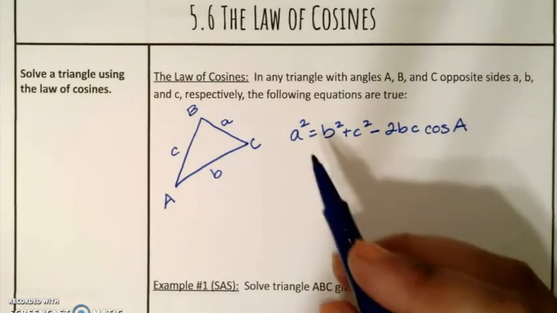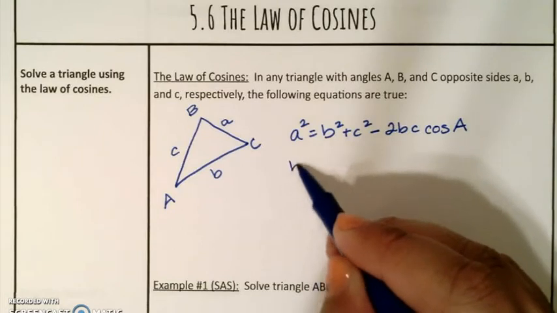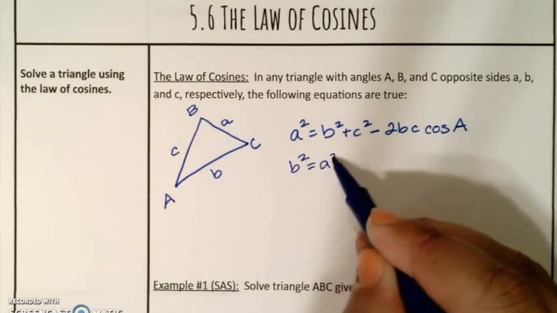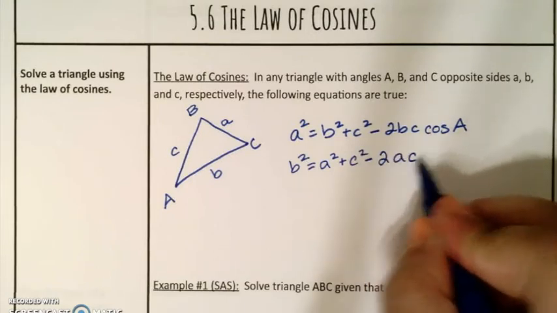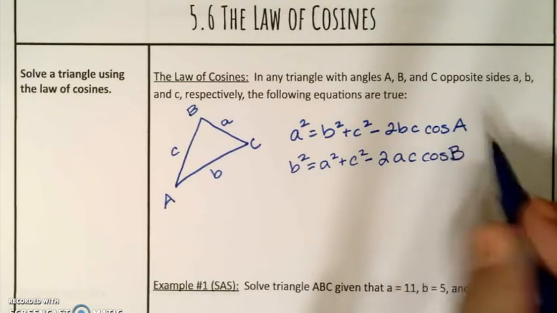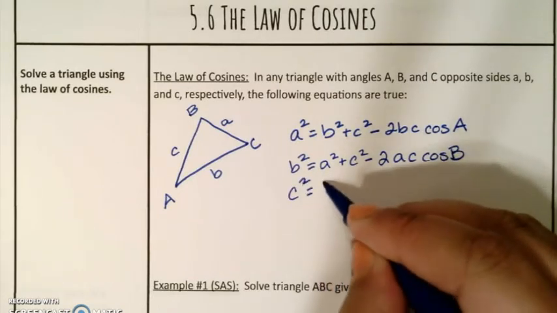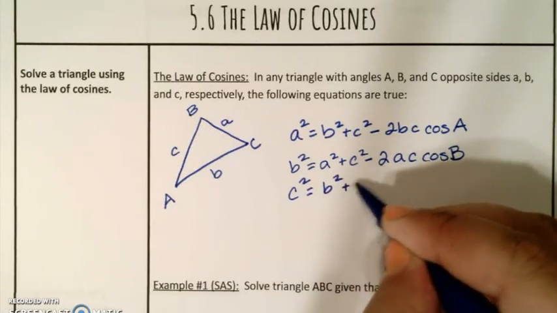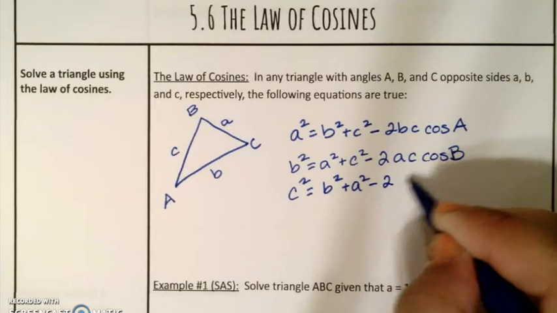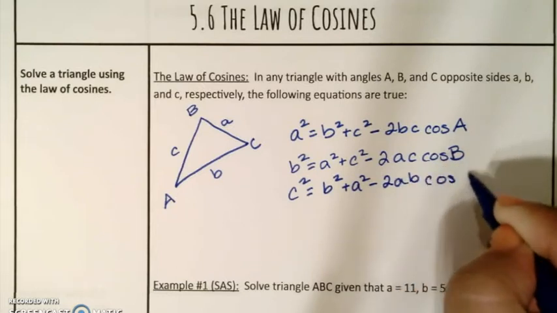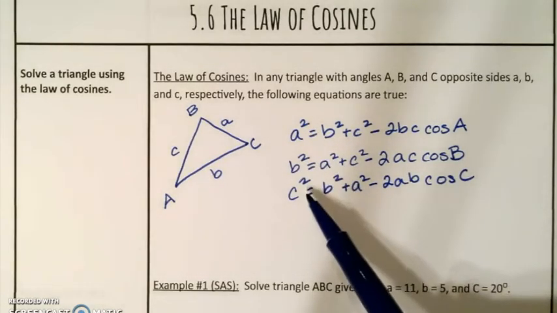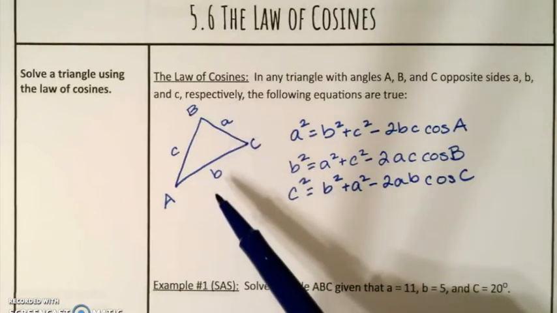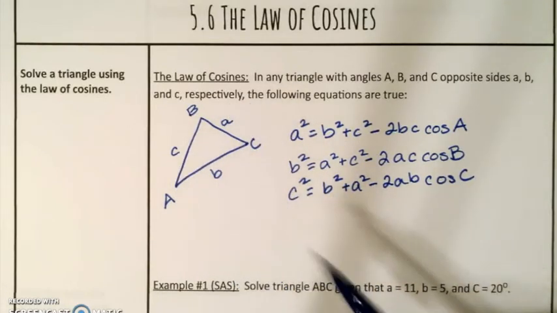We can also write a similar equation for each of the other two sides, so we can say b squared equals a squared plus c squared minus 2 times a times c times the cosine of B, and c squared equals b squared plus a squared minus 2ab cosine of C. All right, now each of these equations is actually the same equation because it doesn't really matter which variable we label each of these sides. Okay, so let's see how we can apply this.